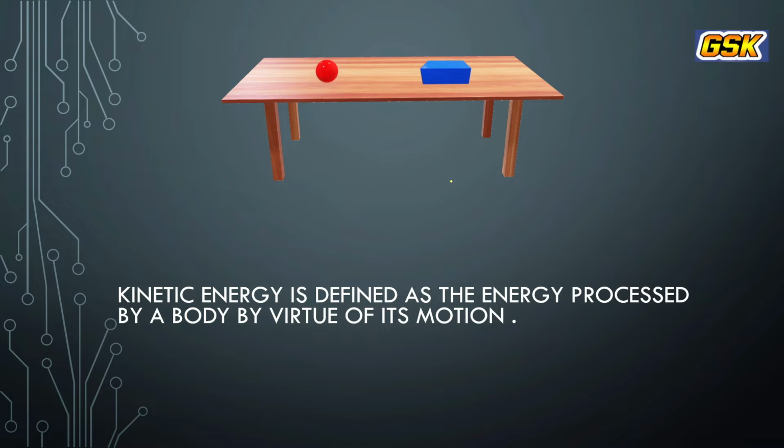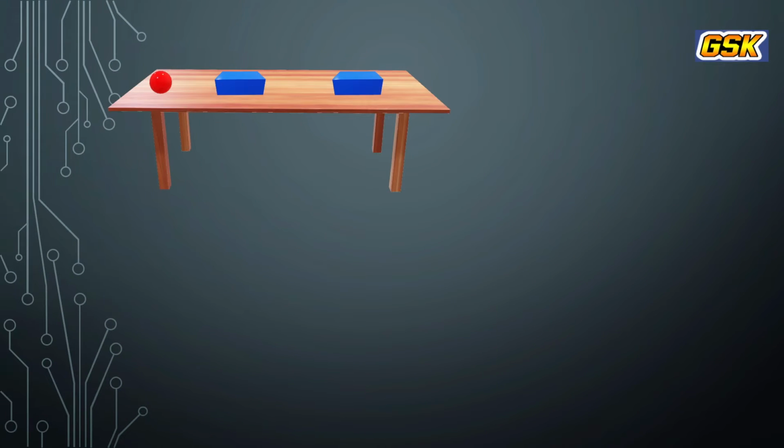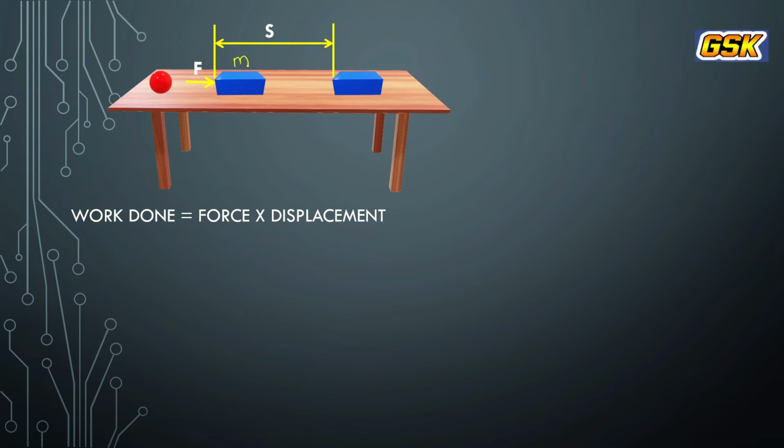Let us define the mathematical formula of kinetic energy. This metal ball applies some force on the brick. That force is F, and this brick displaces some distance, which is S. The mass of the brick is M. Work done by this metal ball on the brick is equal to force into displacement. Work done is nothing but force into displacement. Let us take it as equation 1.